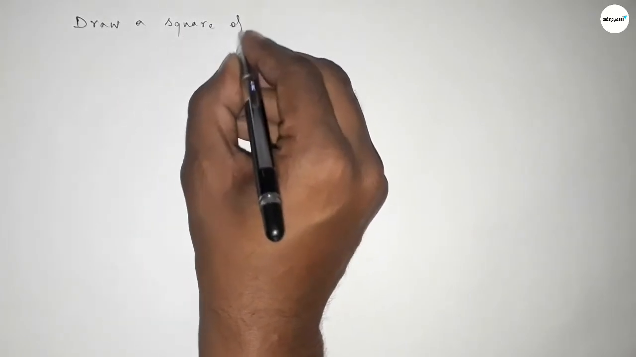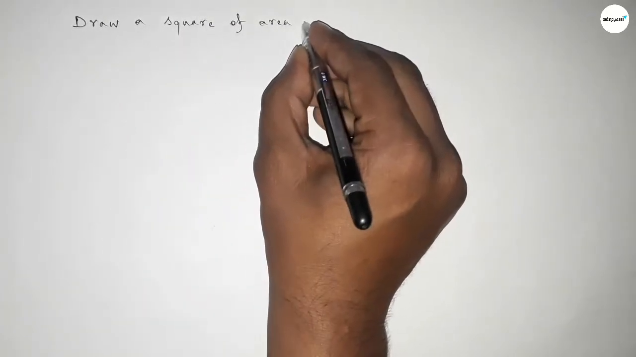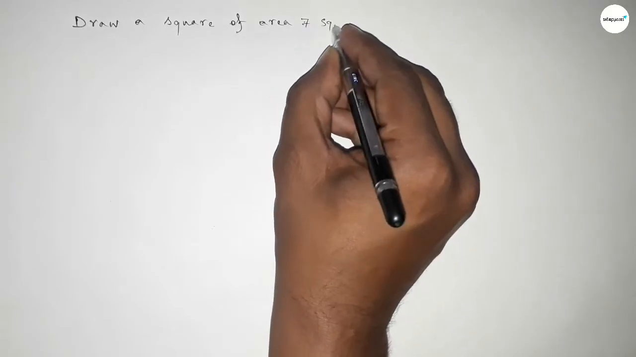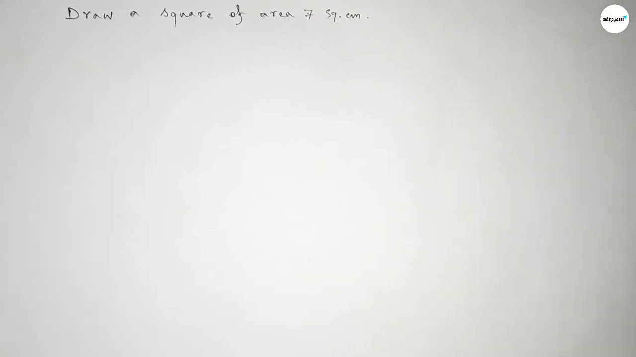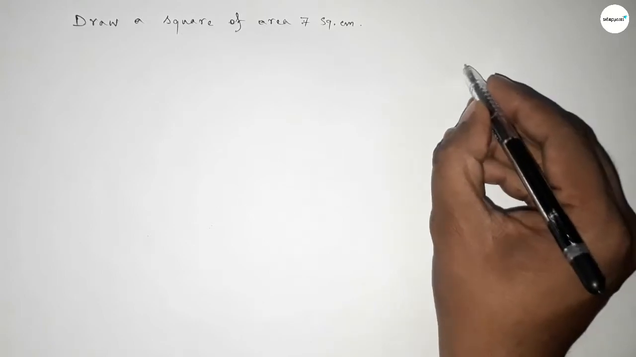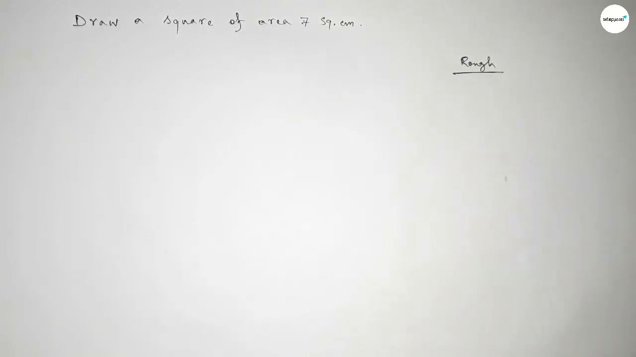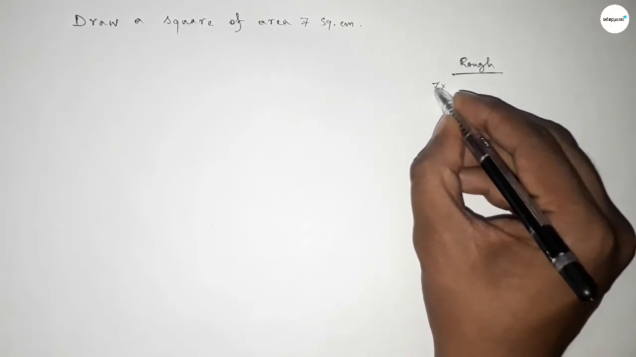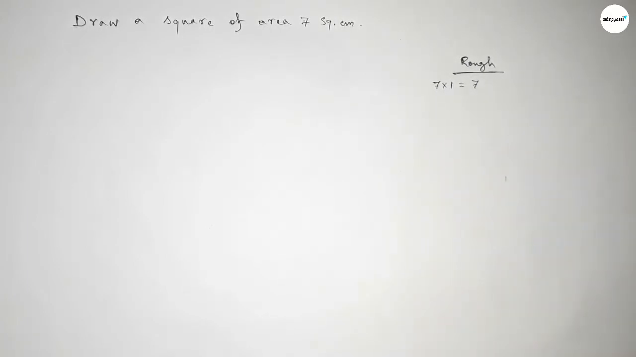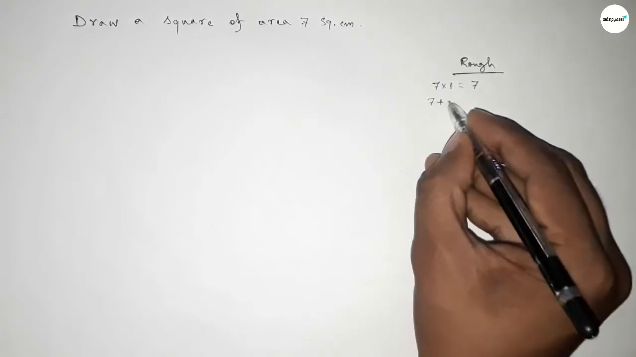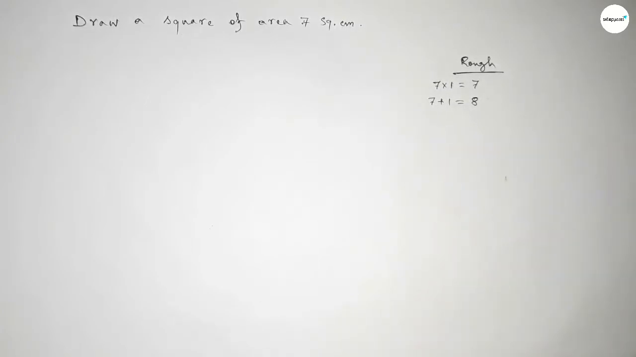Today in this video we have to draw a square of area 7 square centimeter. So let's start the video. So now here roughly discussing calculation first. So we can write 7 equal to 7 into 1 equal to 7. Then we can write 7 plus 1 equal to 8.